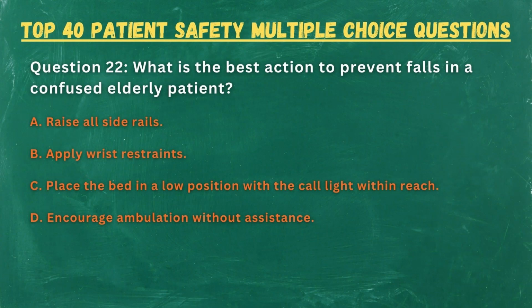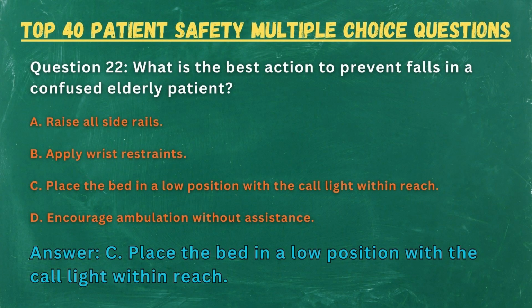Question 22. What is the best action to prevent falls in a confused elderly patient? A. Raise all side rails. B. Apply wrist restraints. C. Place the bed in a low position with a call light within reach. D. Encourage ambulation without assistance. Answer: C. Place the bed in a low position with a call light within reach.